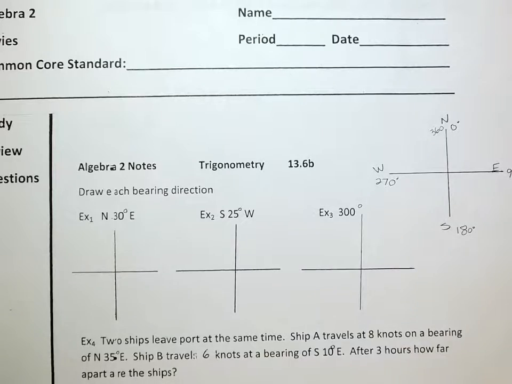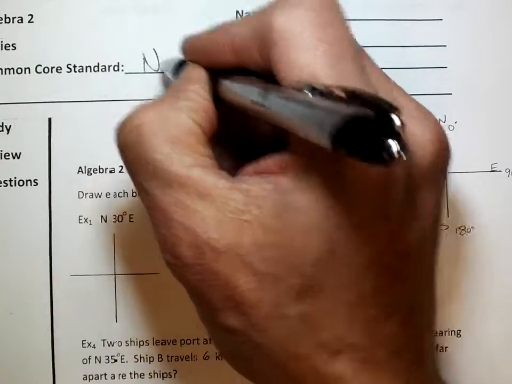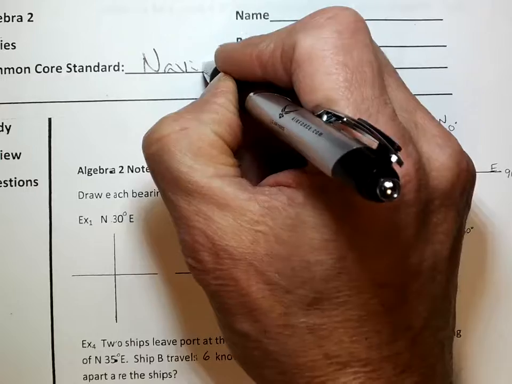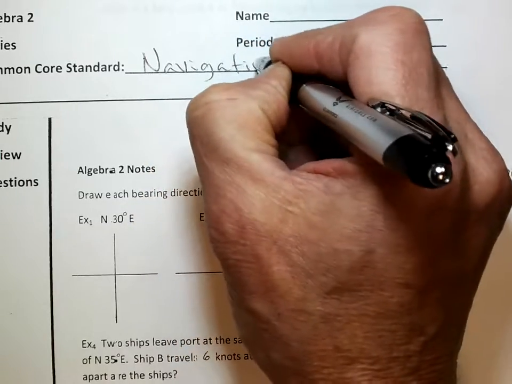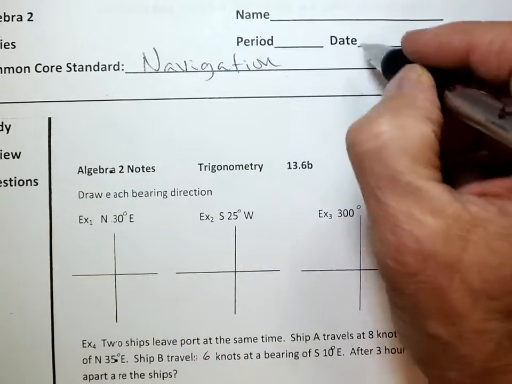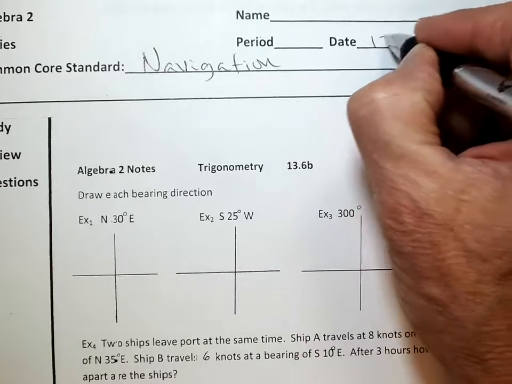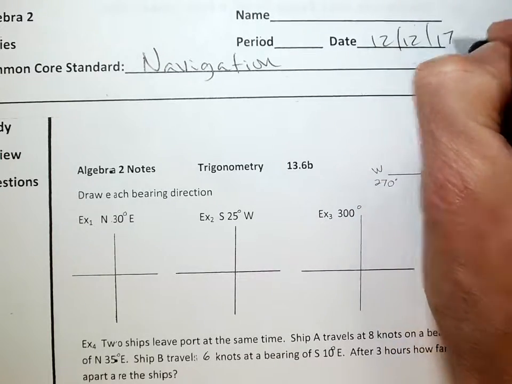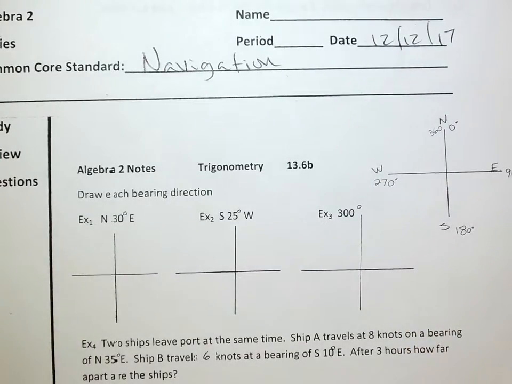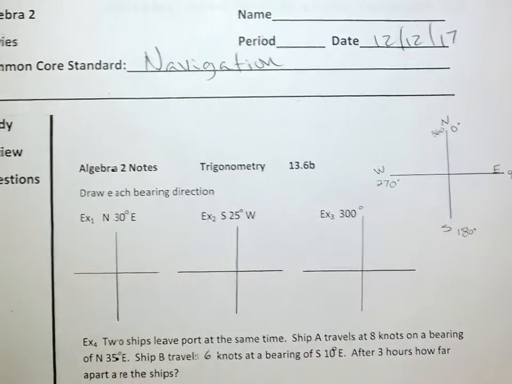Okay, Common Core Standard. Today we're talking about navigation. Today's date is 12/12/17. So, first of all, let's just talk about bearing.